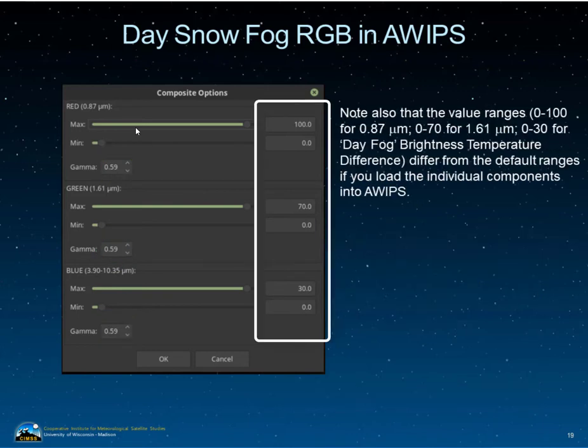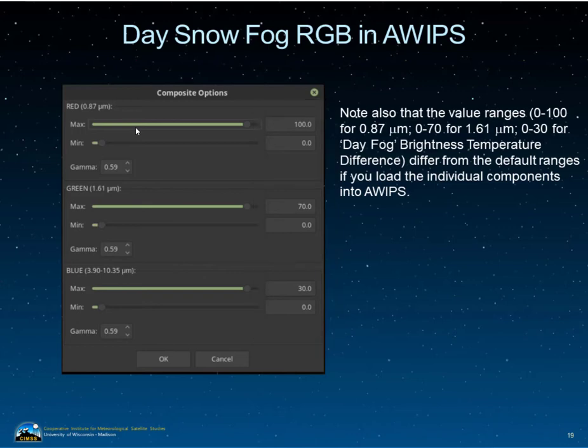This also shows the ranges that are used in the RGB, and they differ from the default ranges if you load the individual components into AWIPS. So typically when you load a 1.61 micrometer image, which is used for the green, the range of values is greater than 0 to 70. It's usually something like 0 to 130.